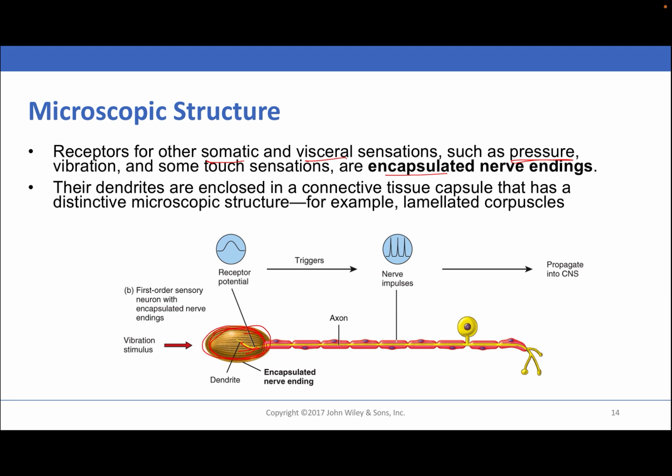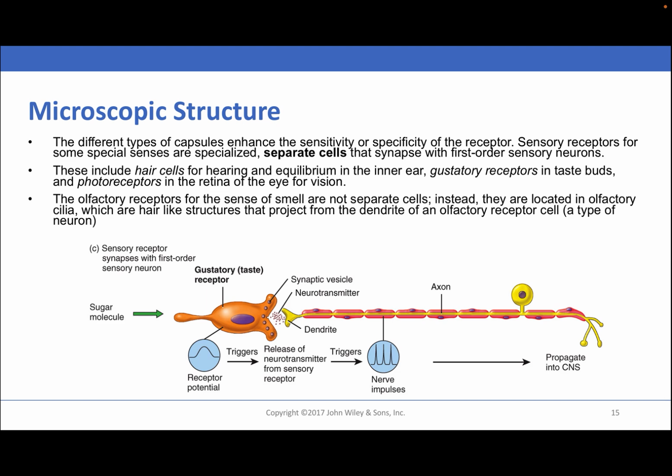Their dendrites are enclosed in this connective tissue capsule, that's going to look very distinct under a microscope. Lamellated corpuscles are a great example of this. They look kind of like an onion, with all of its little layers when we slice them and put them up under the microscope.